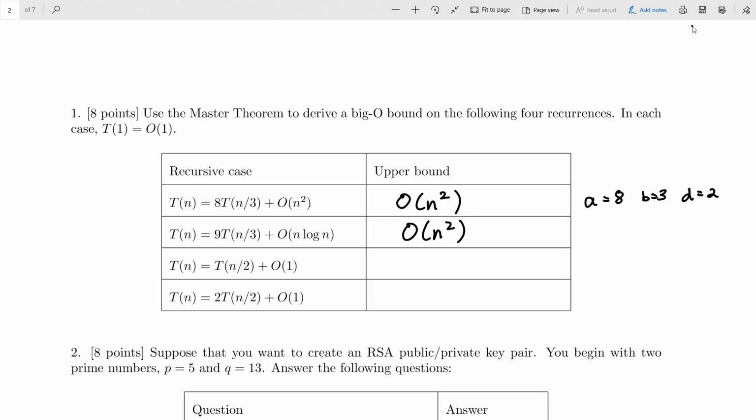So A is 1, B is 2. So what's the log base 2 of 1? 0. And then D is 0 as well. O of n to the 0 is the bound. So those are the same, and so that's the case where the answer is going to be n to the D log n. N to the D is just 1. So O of log n. If I make a mistake, be sure and let me know, because I'm not looking at any notes. What about the final one?